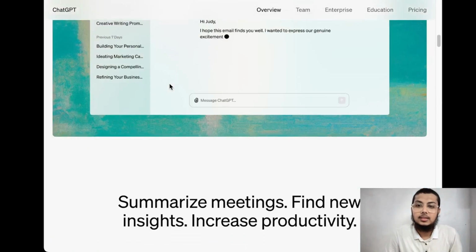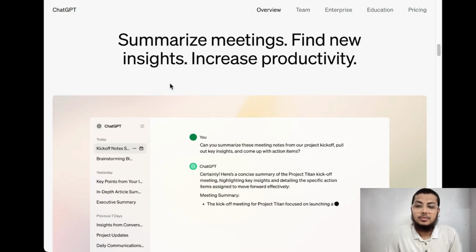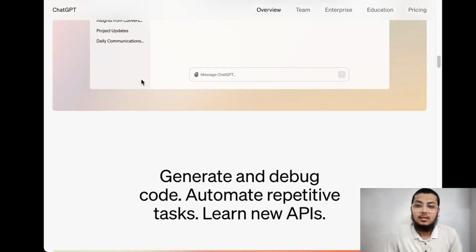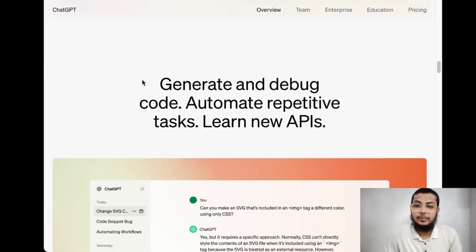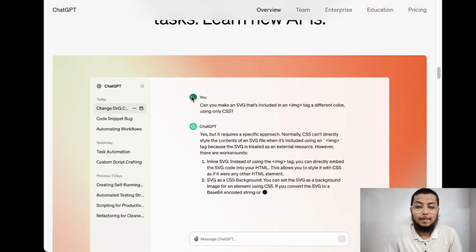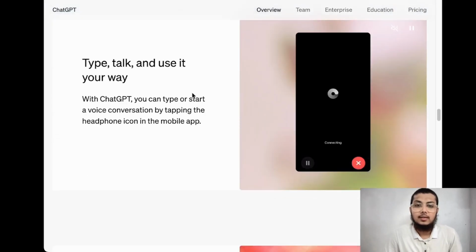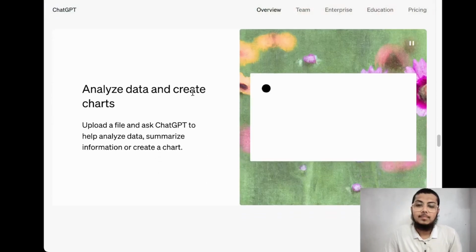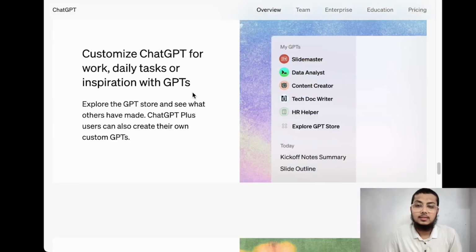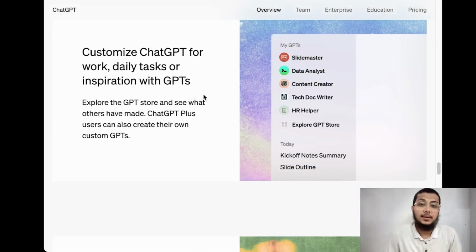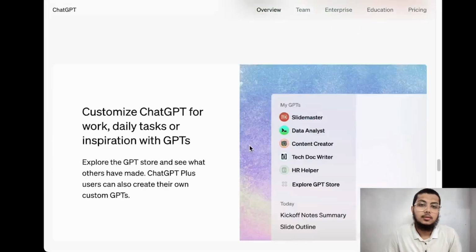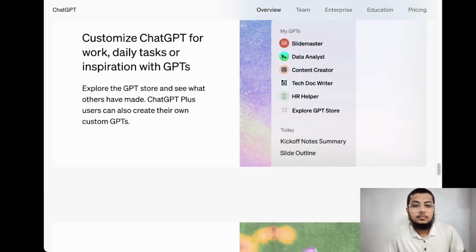Yes, here it is. The functionalities of ChatGPT: summarize meetings, find new insights, increase productivity, generate and debug code, automate repetitive tasks. These are all huge features. Explore more features, right? There are a lot of things which have been updated. So the first one is ChatGPT, right?